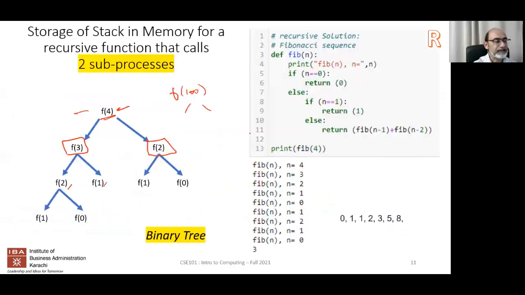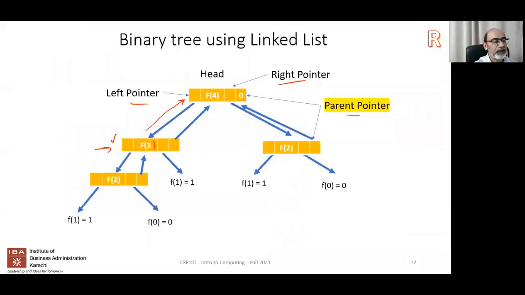But if the stack itself is bifurcating, then you need to store it as a linked list, and then you need to be able to go not only down the stack, but you also need to go up the stack. And whenever you need to go up the stack, you need to have a parent pointer.